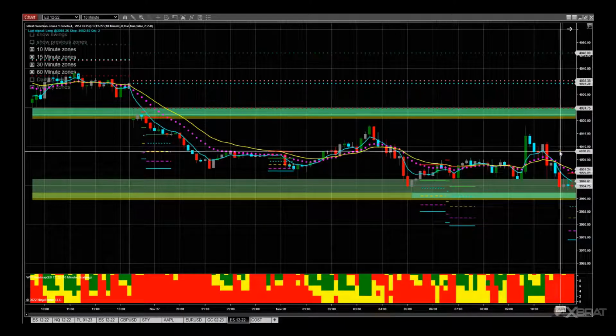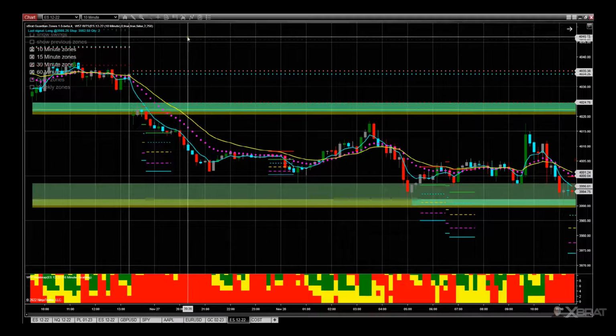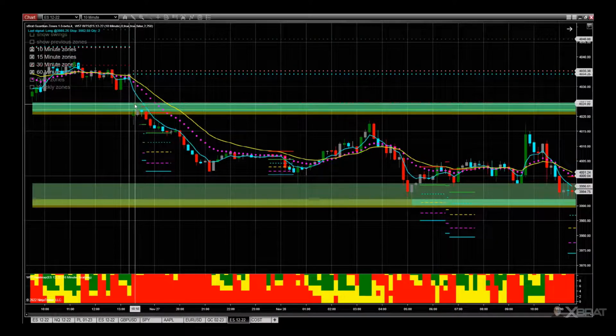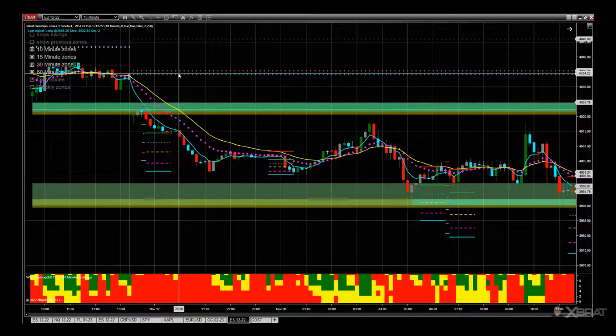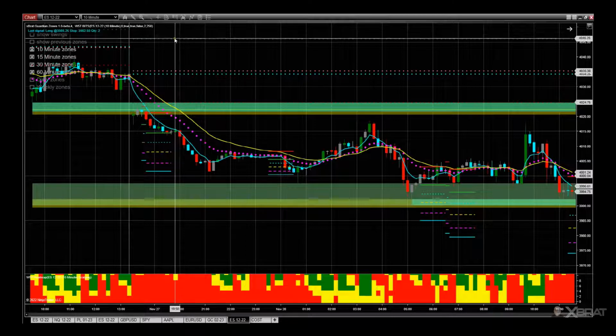So a couple of things. You see some dots on the chart here. The indicator comes with the previous day's lows, which are these red dots, the close, which is these cyan, the mid-range, and then the previous day's high.